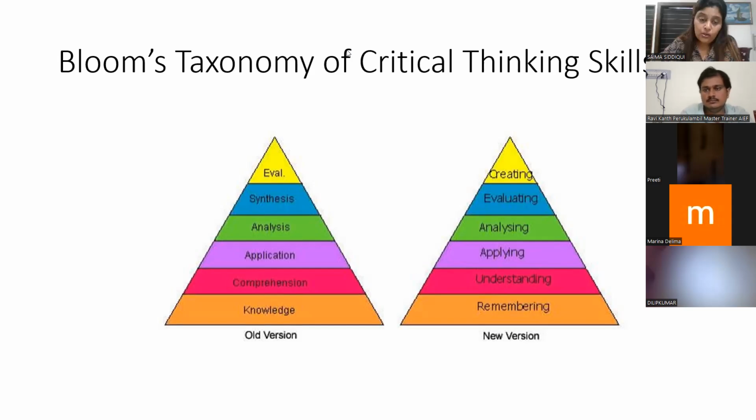Now application is converted to applying. We speak about experiential learning. Applying is all about experiential learning, when the child is able to apply the knowledge which he has acquired. Now analysis is at the same position. The synthesis is converted to evaluation, that is making judgments, and the topmost level is creating, that is, with all the knowledge and information that he already has. Please play the video.